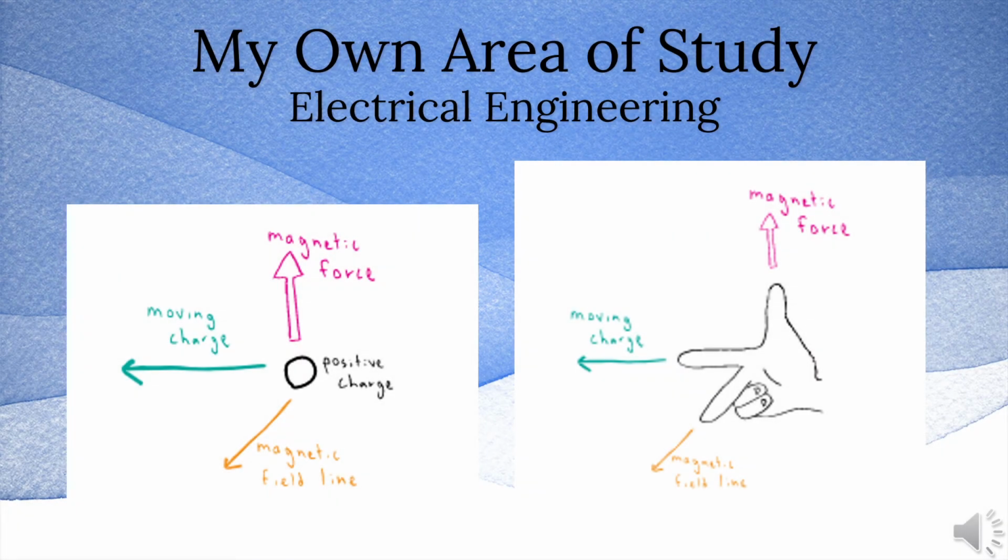Speaking of the right-hand rule, my major of electrical engineering has another right-hand rule. With electric fields, you use the right-hand rule to remember the direction of the magnetic forces. If you point your pointer finger in the direction of the positive charge is moving, and then your middle finger in the direction of the magnetic field, your thumb points in the direction of the magnetic force pushing on the moving charge. When you're dealing with negative charges, like moving electrons, the force points in the opposite direction as your thumb.